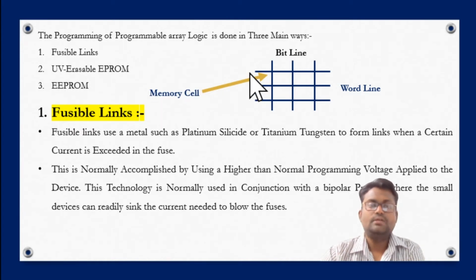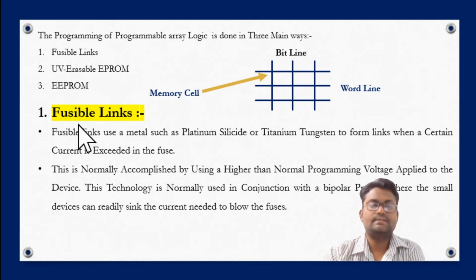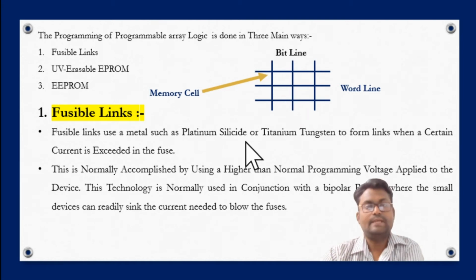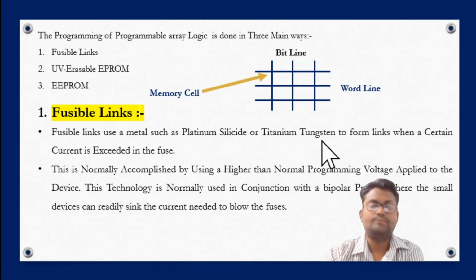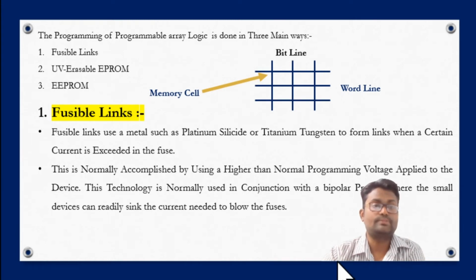When we provide a certain high voltage to the word line, as well as to the bit line, these two lines are fused with each other. So these fused lines make a link. That's why it is known as a fusible link. These are made with metal lines, and the metal can be platinum silicide or titanium tungsten. This type of memory making approach is known as a fusible link.